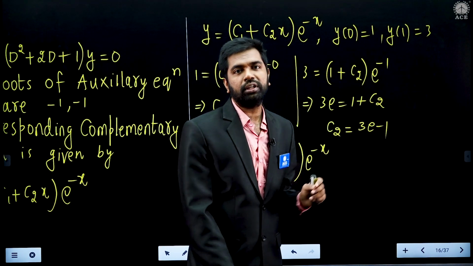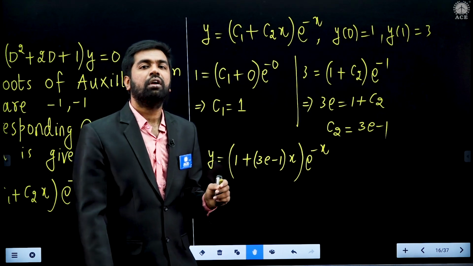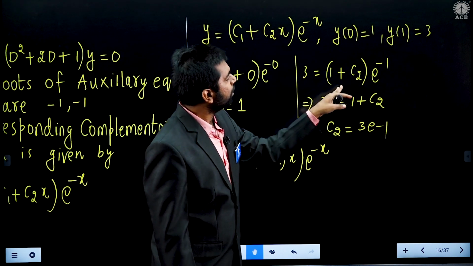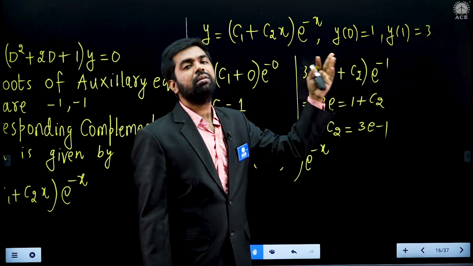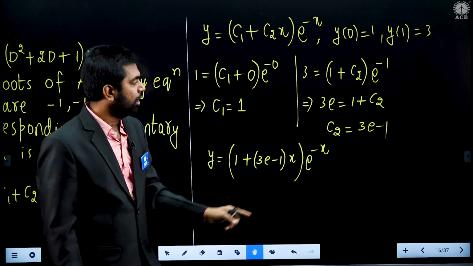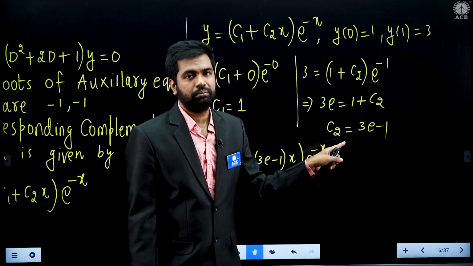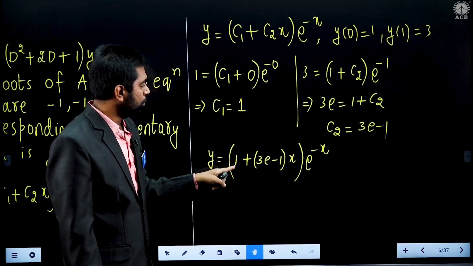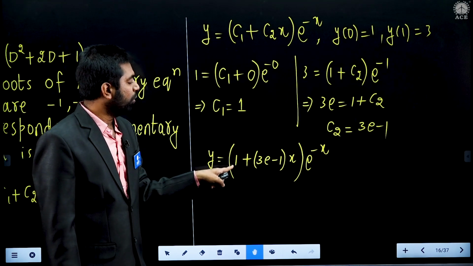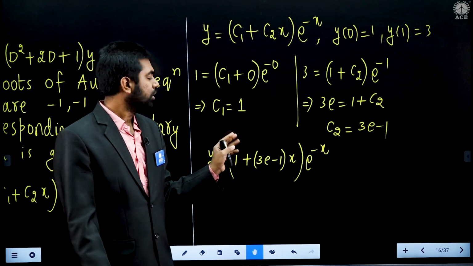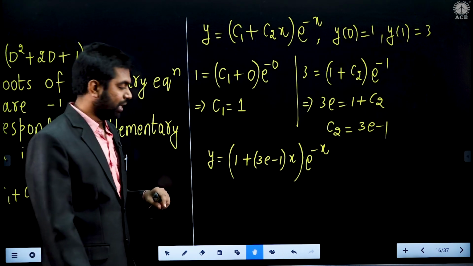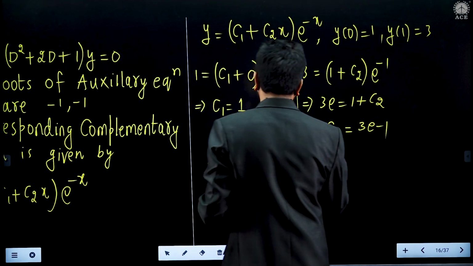What does this mean? Y of 1 equal to 3. It means when x is 1, the value of y is 3. Put that. So 3 equals 1 plus C2 into e power minus 1. Do the simplification, get the value for C2. Now you have got C2 as well as C1. So the final answer would be 1 plus C2, that is 3e minus 1 into x, whole multiplied with e power minus x.